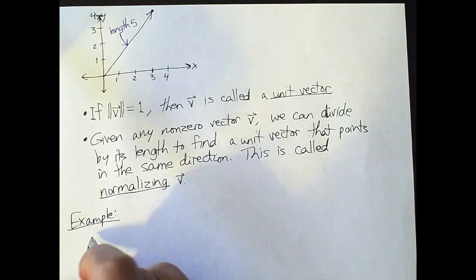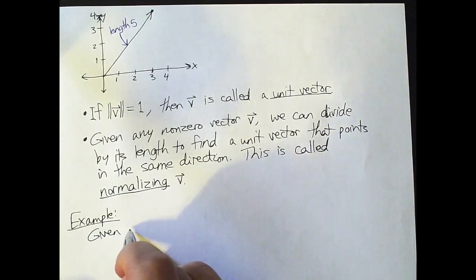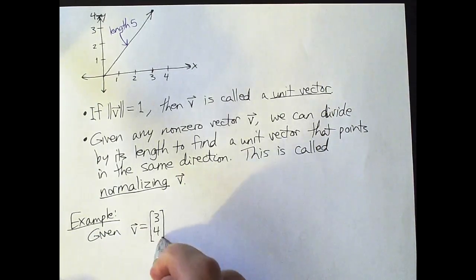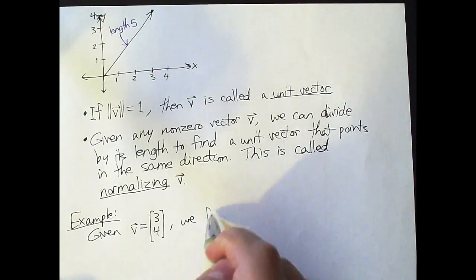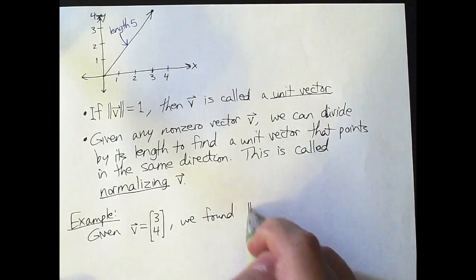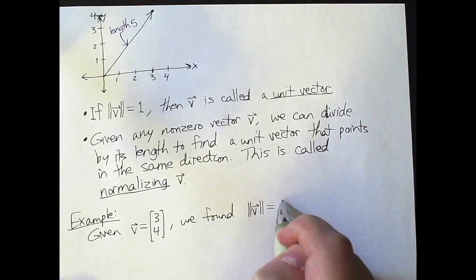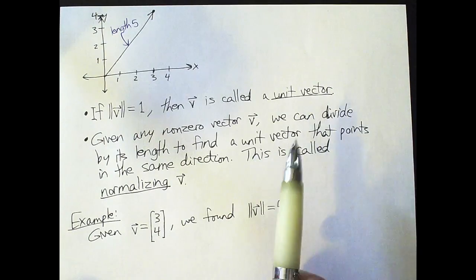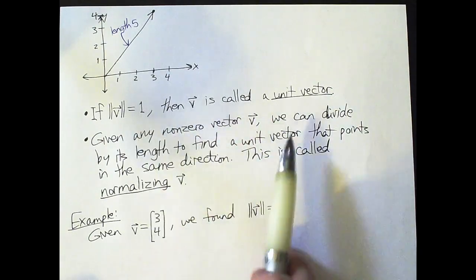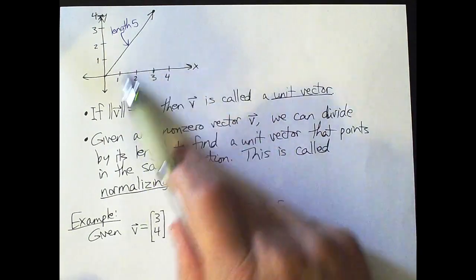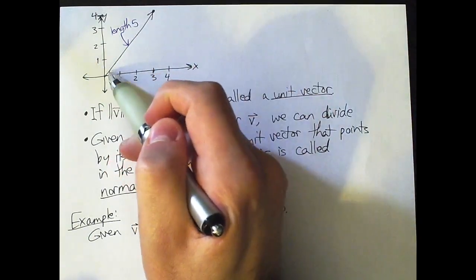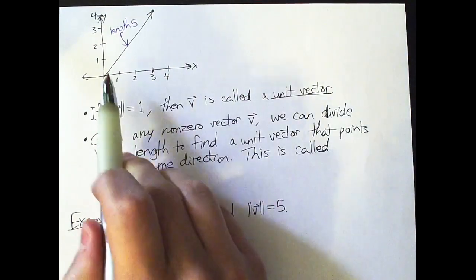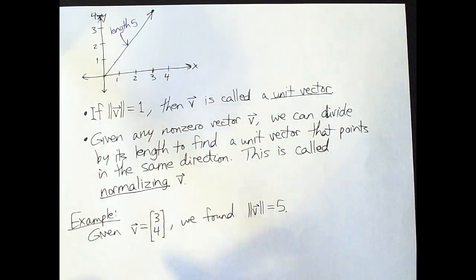Let's continue with that same example from above. So the same vector, the vector 3, 4, and we found the length to be 5. So let's normalize this vector. Let's find a unit vector, so it has a length of 1, that points in the same direction. I could even visualize it on this picture. I want a vector pointing in the same direction, but with a length of 1. What would that vector be?